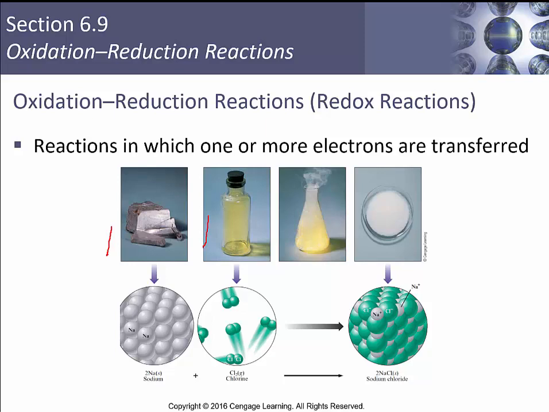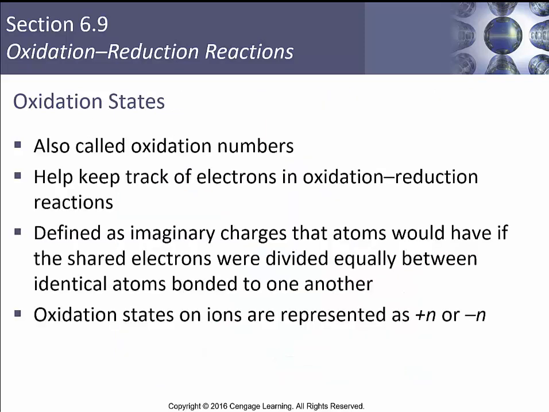These are sometimes called oxidation numbers, and they're going to help us keep track of electrons in redox reactions. They're defined as imaginary charges that atoms would have if they shared electrons or divided equally between identical atoms bonded to one another. Oxidation states on ions are represented as either plus or minus some number. And then we've got some rules. These are the rules for oxidation state.